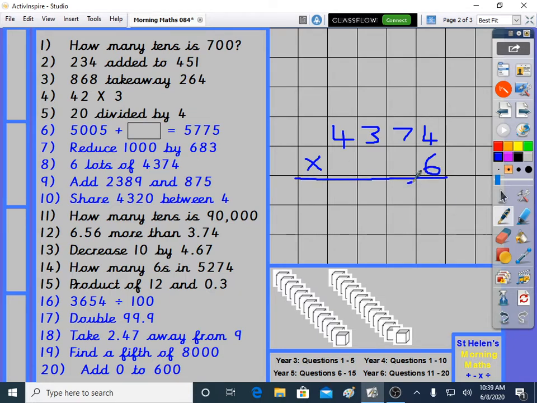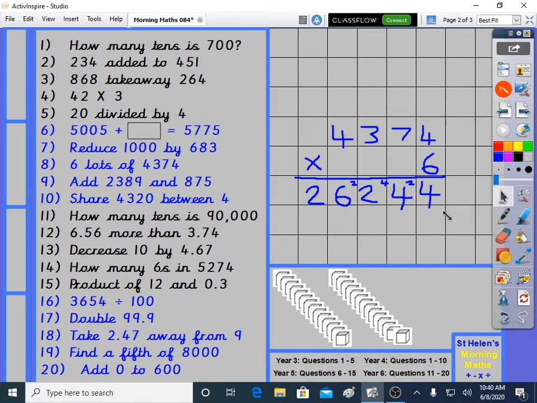6 times 4, 24. I know some of you see if you can do these before me each time. 6 times 7, 42, plus 2, 44, which is great, as long as you're not rushing too much. 6 times 3, 18, plus 4, 22. 6 times 4, 24, plus 2, 26. That's a big answer, isn't it? 26,244.